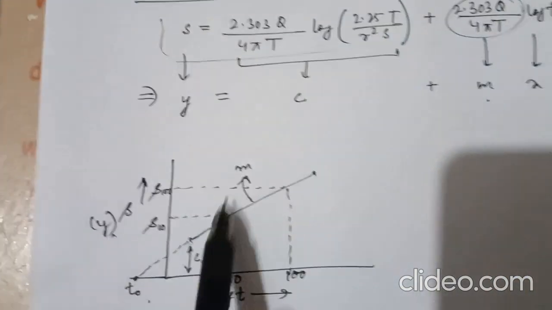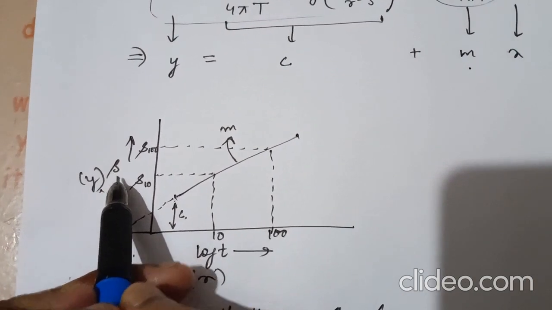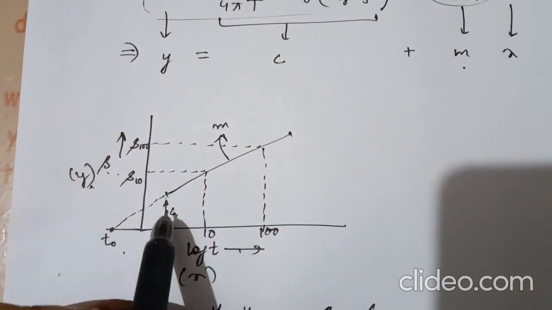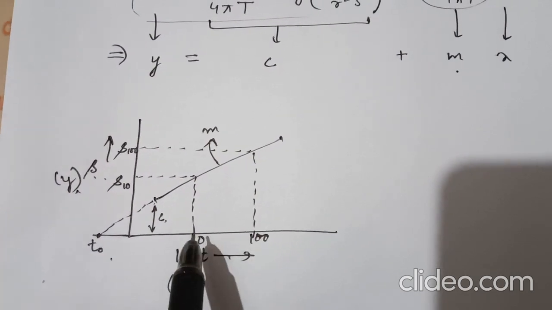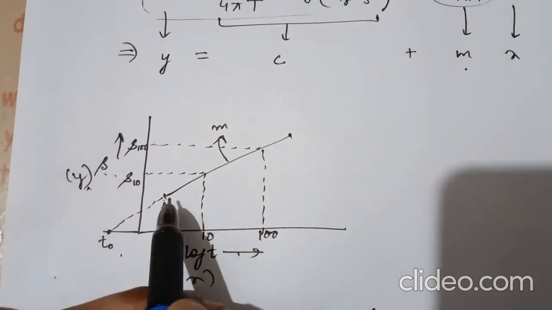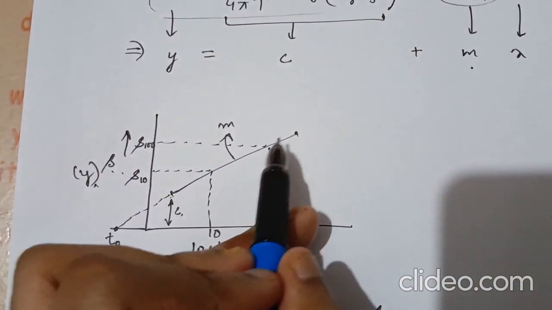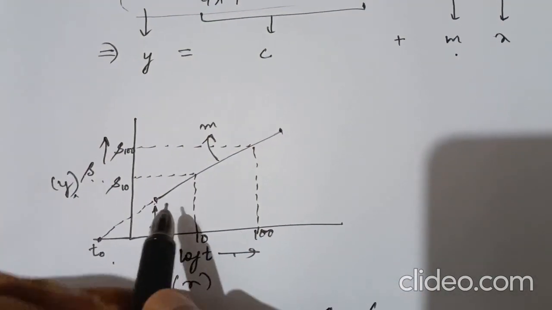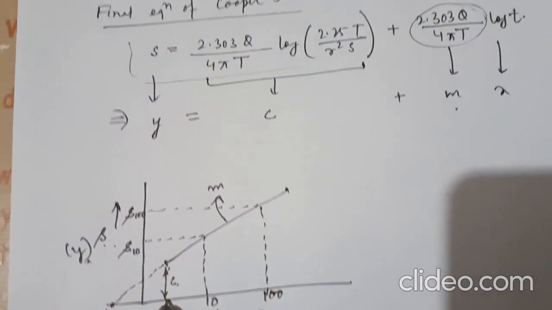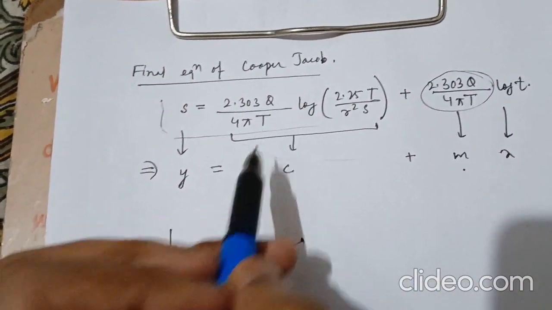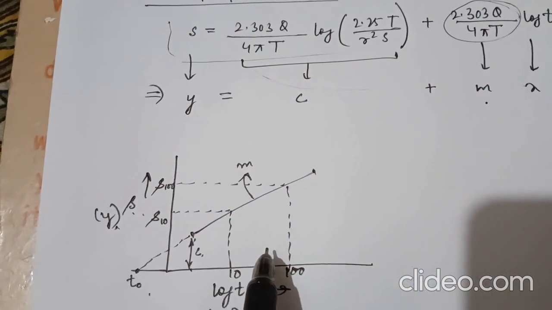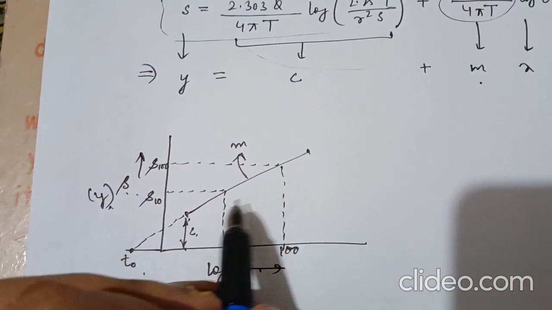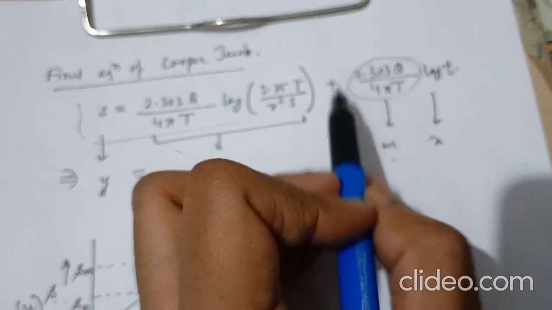Okay, so if we plot a graph of s and log t, drawdown in arithmetic scale and time in a logarithmic scale, then we find this straight line. You can see from here to here. So this distance will be our intercept, that is equal to this value. And this slope, whatever the slope value m, will be of this value.